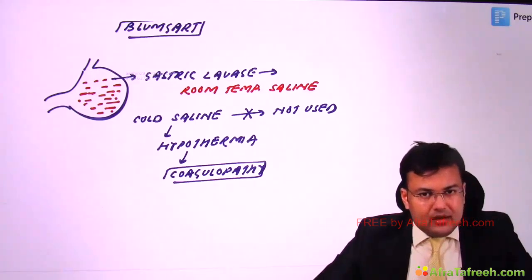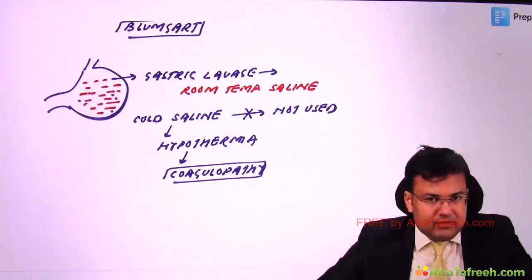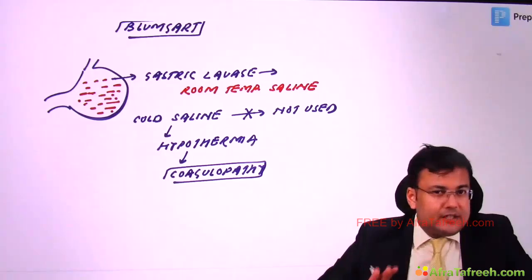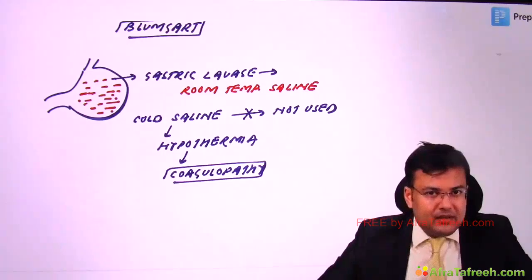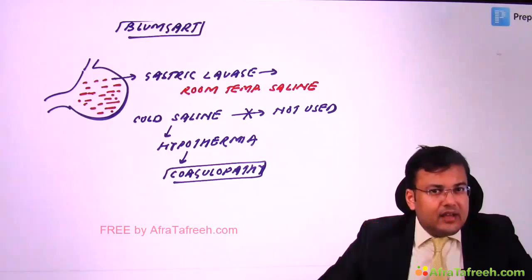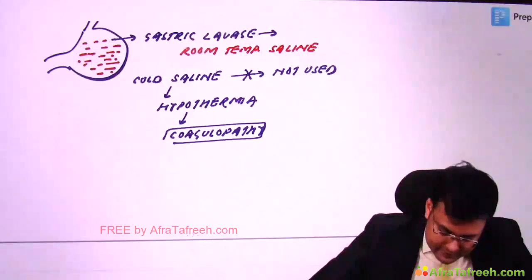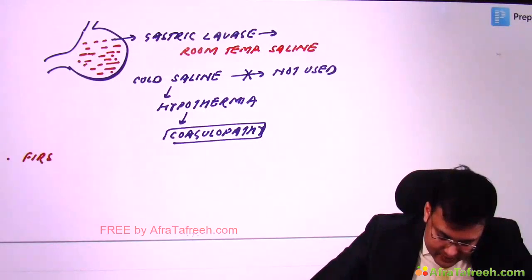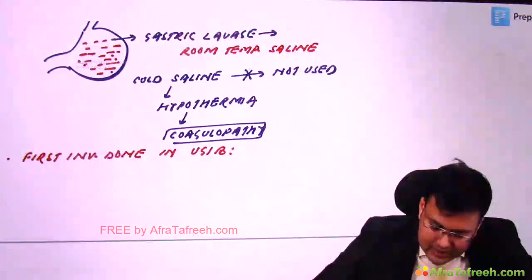Clear? So you perform the lavage. Now stomach is clear and patient is ready for the investigation. Which one? Endoscopy. So what is the first investigation done in any case of upper GI bleed? The first investigation done in any case of upper GI bleeding is upper GI endoscopy, right? Clear? And it's the endoscopy.